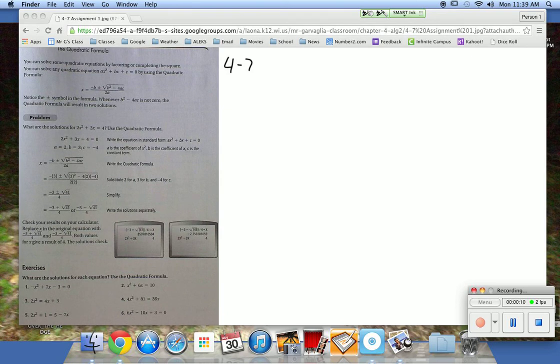Quadratic formula. X equals negative b plus or minus the square root of b squared minus 4ac, that's a c right there. Let me rewrite that. All over 2a. What does that mean?